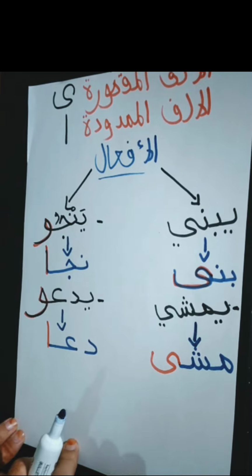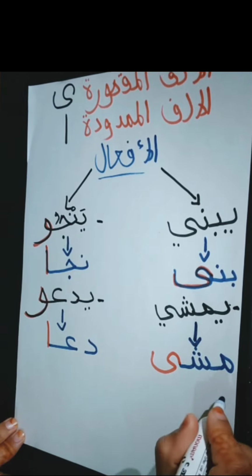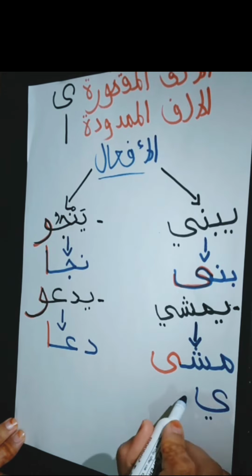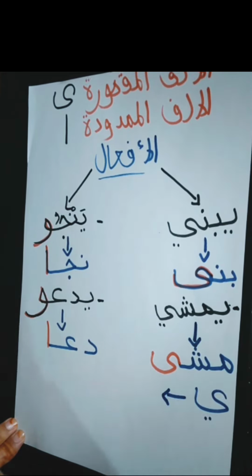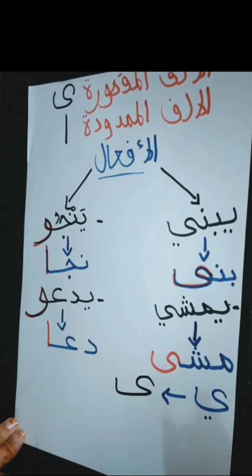Okay, we will write الياء equals, like, gives us الألف المقصورة. Very good. If the word ends with الواو, we write الواو.